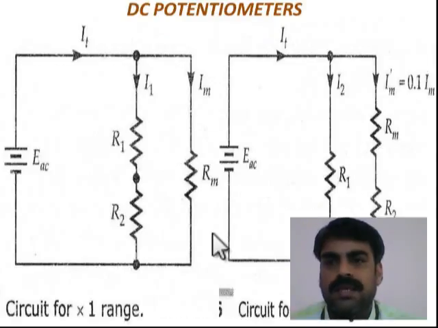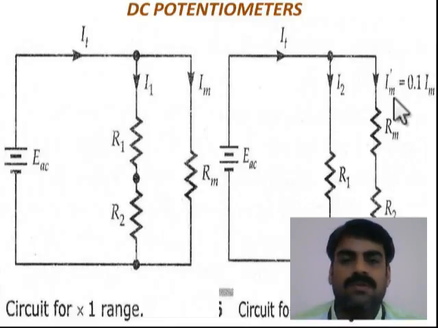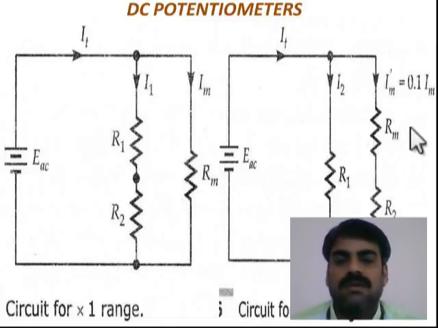Now let us take the equivalent circuit with respect to range 1 and range 2, and we are going to see how we are able to maintain the total current IT as constant irrespective of the range. So EAC is the potential already shown according to the circuit diagram, and RM is the measuring resistance, and see here IM dash is the measuring current which is flowing through the measuring resistance when range 2 is selected.